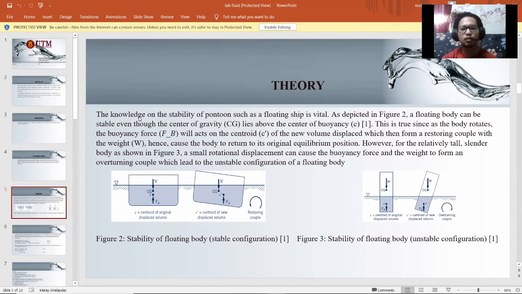As depicted in figure 2 here, a floating body can be stable even though the center of gravity lies above the center of buoyancy. This is true since when the body rotates, the buoyancy force acts on the centroid of the new volume displaced, which then forms a restoring couple with the weight. Hence, it causes the body to return to its original equilibrium position. However, for the relatively tall, slender body as shown in figure 3 here, a small rotational displacement can cause the buoyancy force and the weight to form an overturning couple, which leads to an unstable configuration of a floating body.